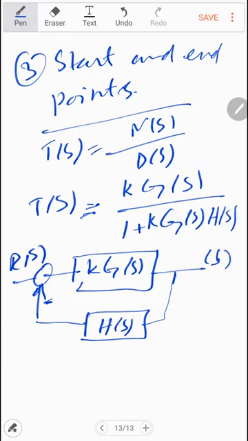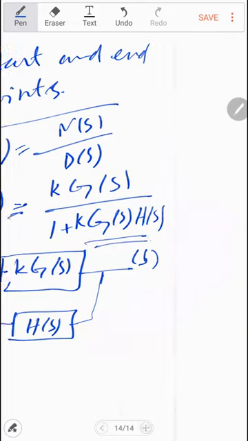So let us, we have this expression. Let us use the characteristic equation, and the characteristic equation is this one. From the characteristic equation we should have 1 plus k g of s multiplied by h of s, and this should be equal to 0.